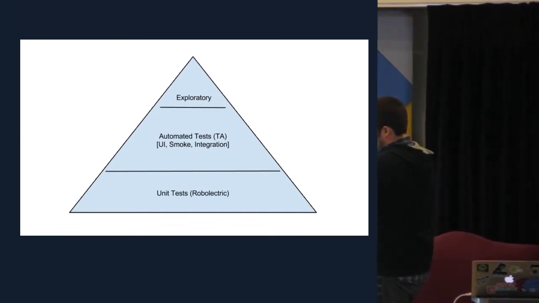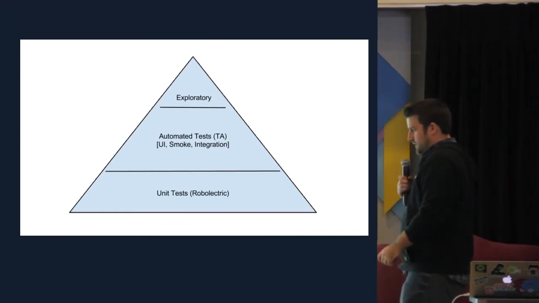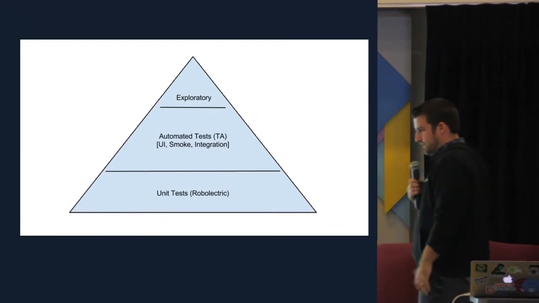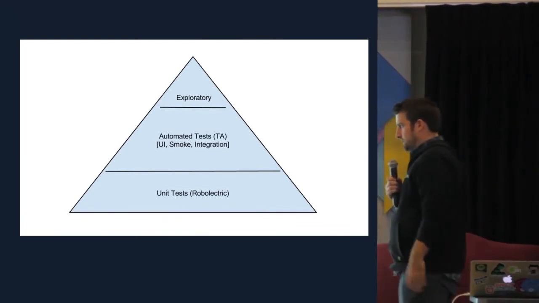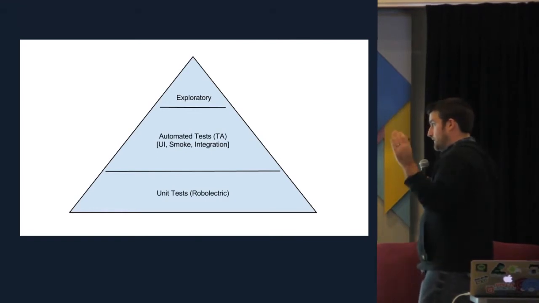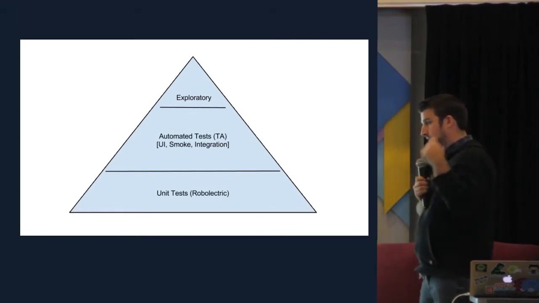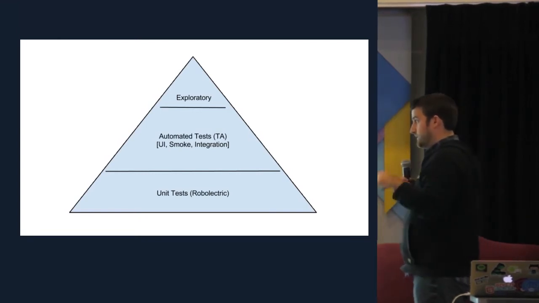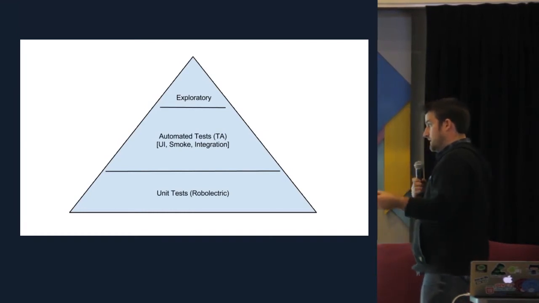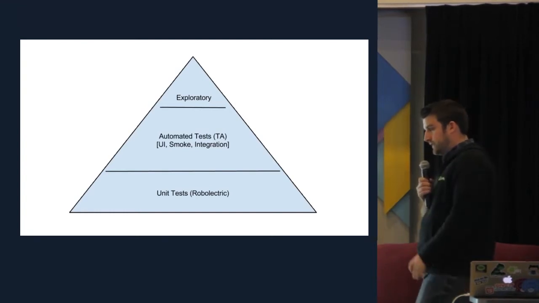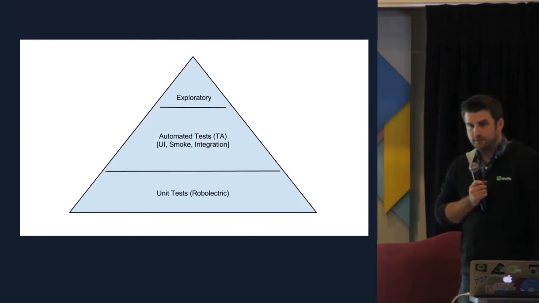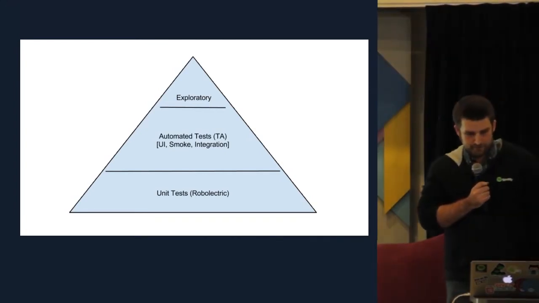We have unit tests at the bottom of our pyramid that are pretty much all Robolectric tests. And you don't necessarily need to use Robolectric for this, but we really like it, and I'll go through a couple reasons why. We also are doing automated tests, and that includes UI tests, like actually clicking around and doing specific use cases, smoke testing, stress testing too, integration testing, end-to-end tests. And then at the top, we're still doing what we like to call exploratory testing, where we have many people using the app and just exploring, figuring out what's wrong with it.